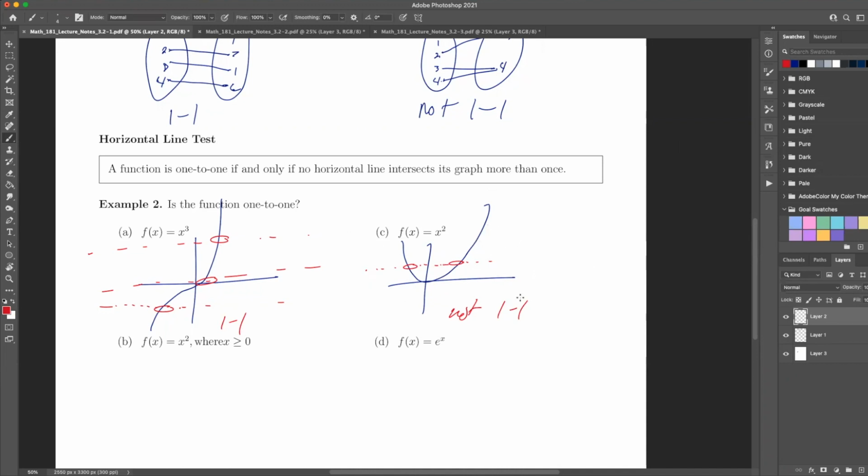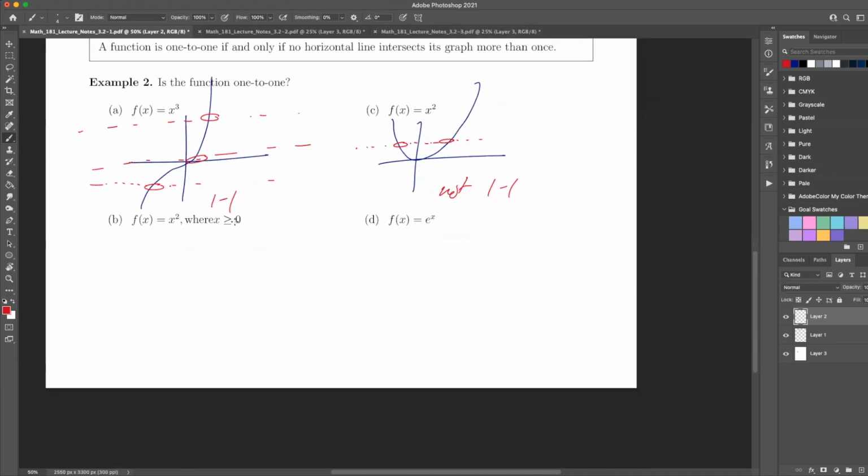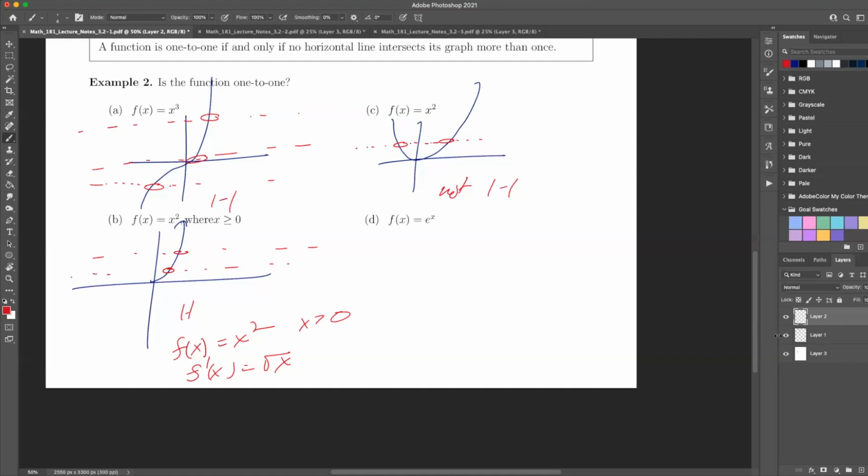And so what do we usually do with something like this? Well, we just truncate it, right? Here I'm clearly saying x is only greater than 0. And once I've truncated half of it, it satisfies the horizontal line test. And so here I can create an inverse function. So this is 1-to-1, right? Because if f of x is equal to x squared, where x is strictly greater than 0, then f inverse of x is equal to the square root of x, right?